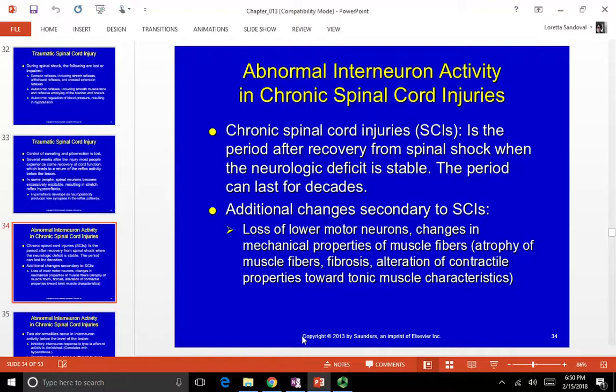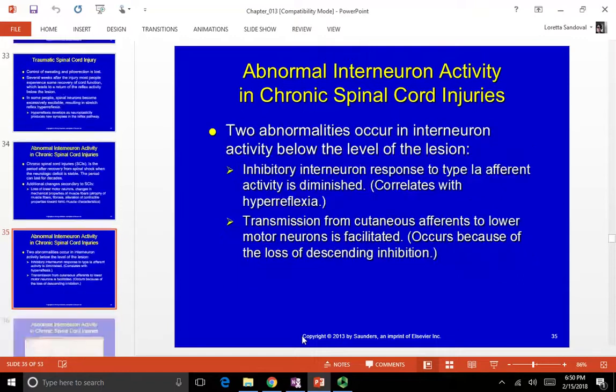The other changes secondary to spinal cord injuries are loss of lower motor neurons because they're not being stimulated, and so you lose them. It's a use it or lose it proposition. There are also changes in mechanical properties of muscle fibers. So you get atrophy and fibrosis of muscle fibers, and alteration of contractile properties towards tonic muscle characteristics. So you get a lot of people with a significant amount of muscle tone in the chronic period of a spinal cord injury.